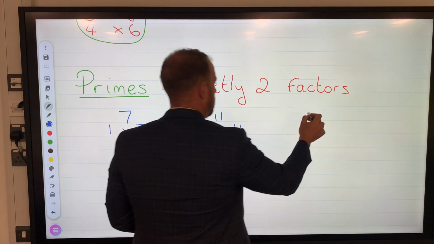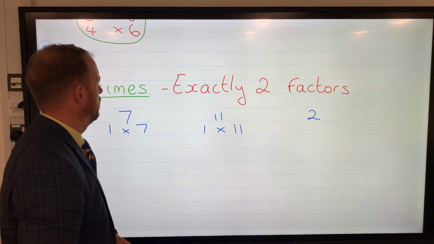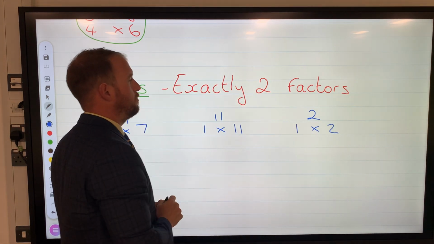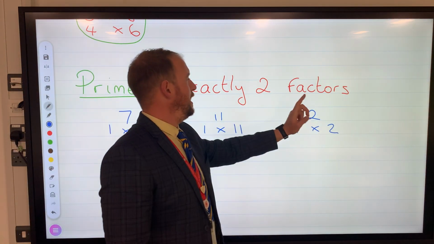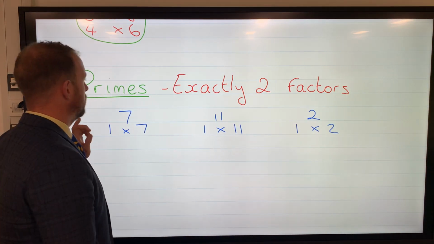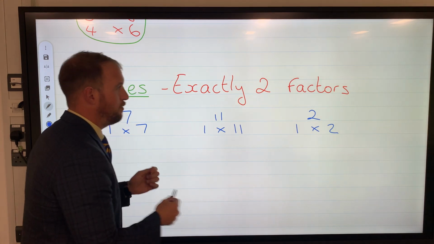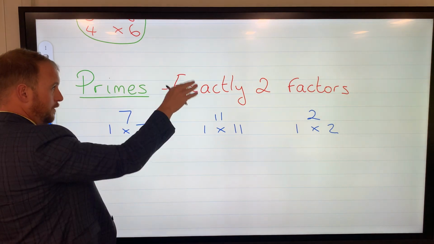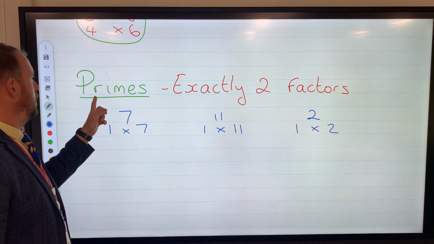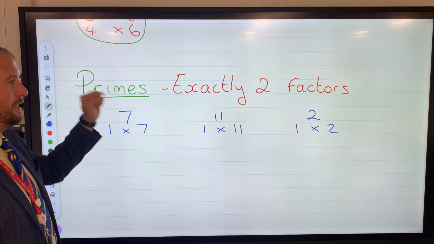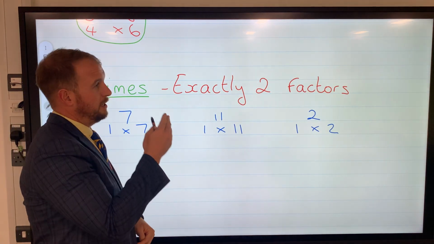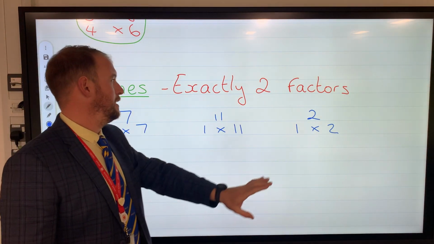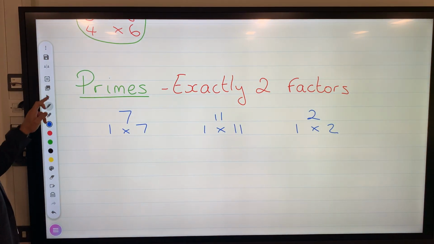Okay. What about 2? How many factors does it have? 1 times 2. Oh, so it's got to be prime. So 2 is the only even prime number. So if you use this method to work out how many factors go into it, if it has 2 and only 2, exactly 2 factors, it must be prime. So try and remember that instead of it can be divided by 1 and itself. That makes it a little bit easier for you and very clear to see if it's prime or not.